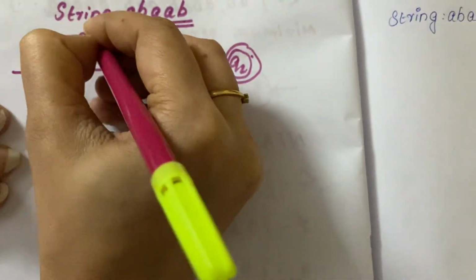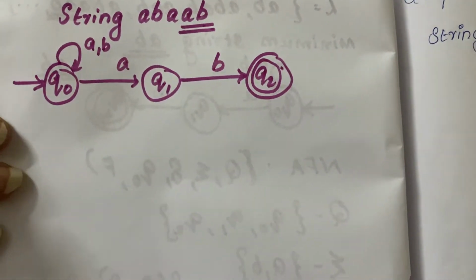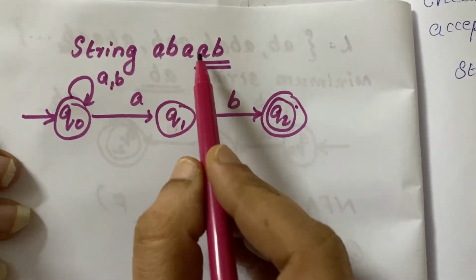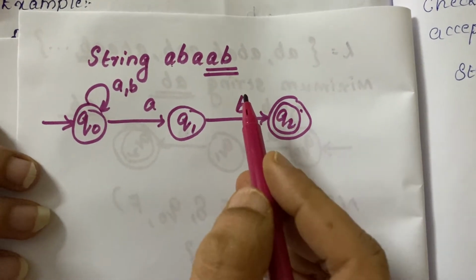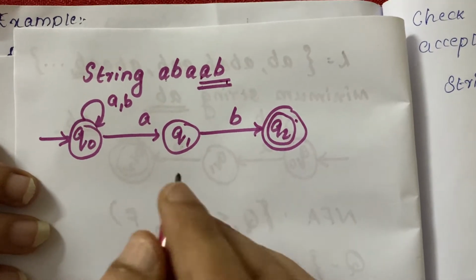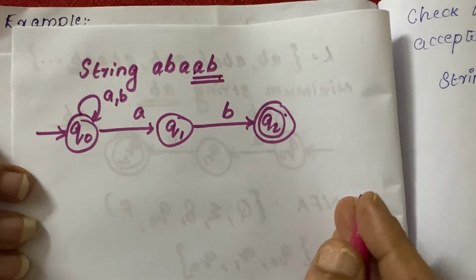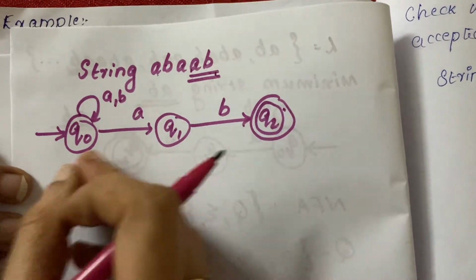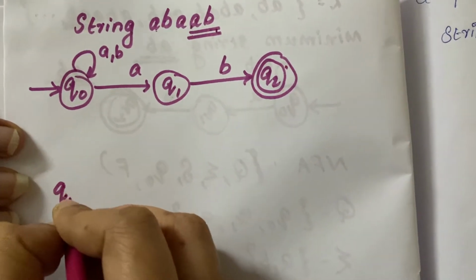So here A, B, okay, this is your NFA. Now we have to check whether this string is accepted by this NFA. According to the question, you know that all strings that end with AB will be accepted by this NFA. So let us see the moves, how it works, and just see how this string is working inside this NFA. Your starting state will be Q0 itself.